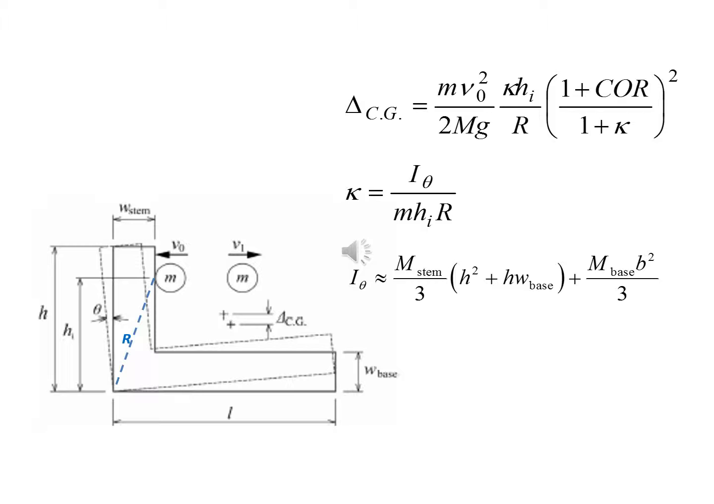The only difference here with an L-shaped barrier is that the value of I subscript theta, the rotational inertia for overturning, is different and has to be derived from first principles.